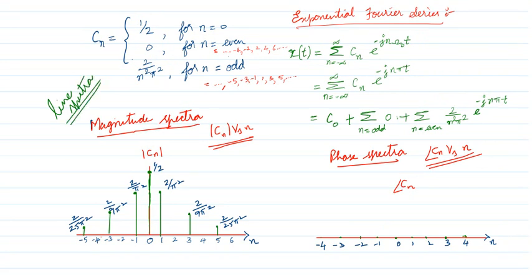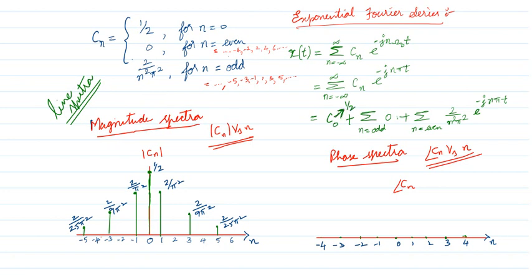Now I have consolidated the Cn here. Cn is equal to 1 by 2 for n equal to 0, 0 for n equal to even, and 2 by n square pi square for n equal to odd. I have substituted Cn in this expression, which is your exponential Fourier series expression. In place of omega naught, I have substituted pi. For n equal to even it becomes 0, and for n equal to odd the Fourier series coefficient is 2 by n square pi square. In place of C naught, I can write 1 by 2.